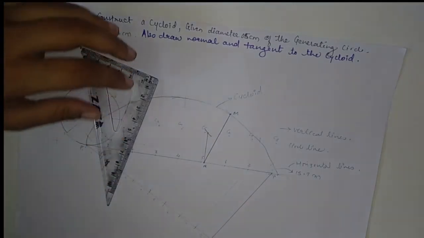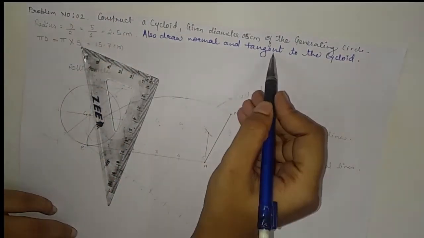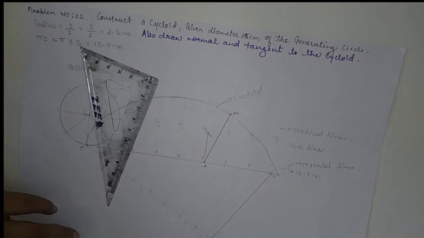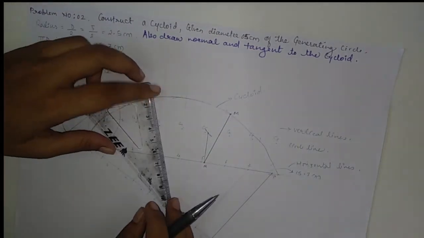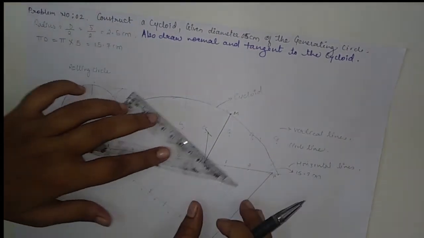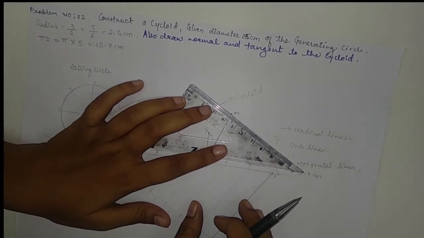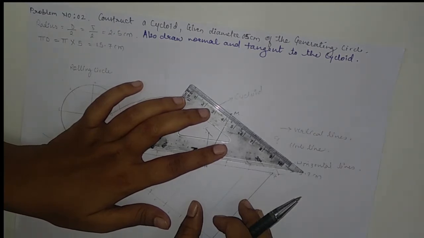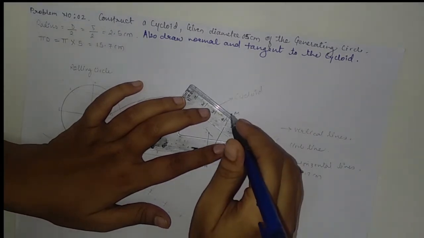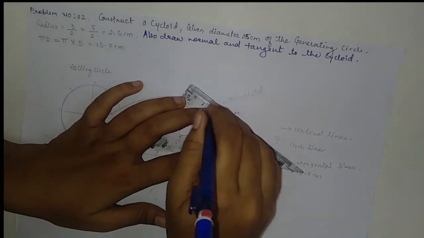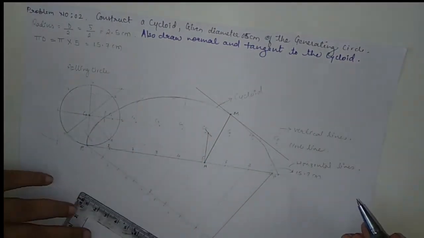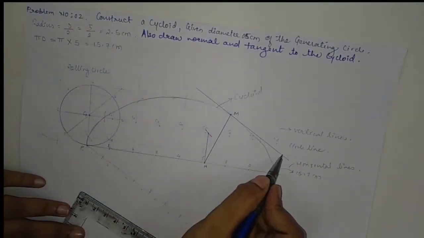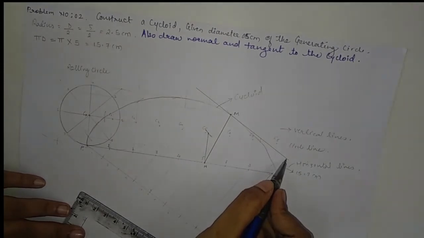And now we have to also draw a tangent to the cycloid. So from the point M, draw a tangent to this cycloid. So this will be the tangent to the cycloid.